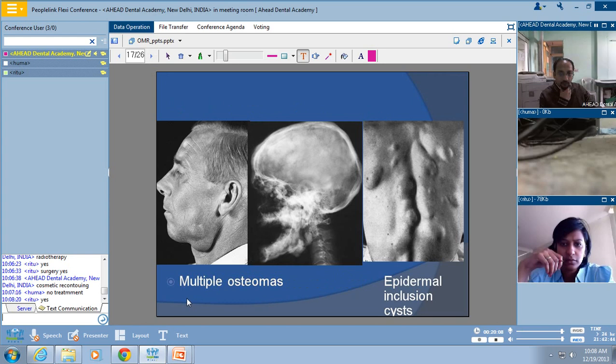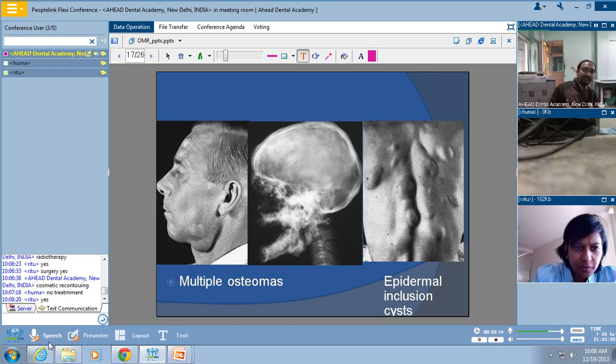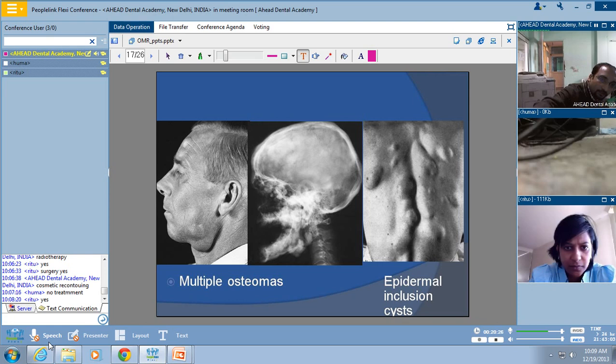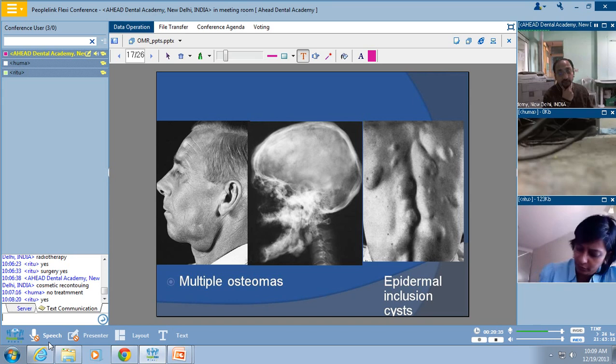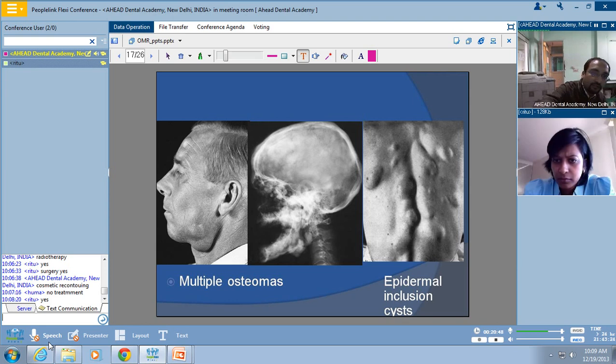This patient has got a huge swelling, and we can see the lateral part of this patient. In the lateral part you can make out certain swelling, and when we took a lateral skull of this patient, we came across these multiple radiopacities which are pretty well defined, and these are actually called multiple osteomas. On skin examination, this patient also had multiple epidermal inclusion cysts. This is the back of the patient. On clinical examination, we can make out certain swellings which are visible.